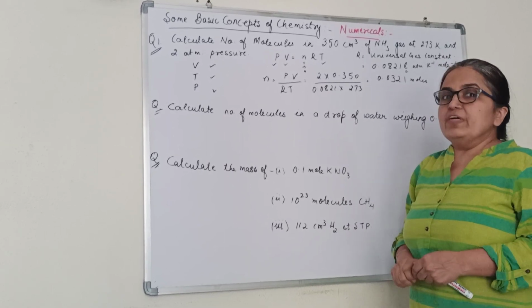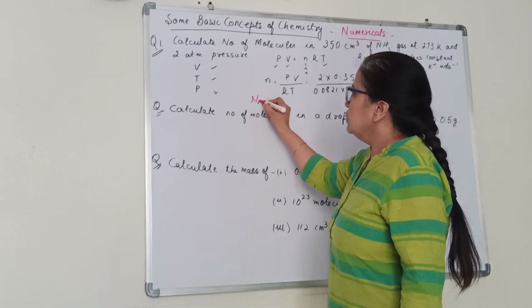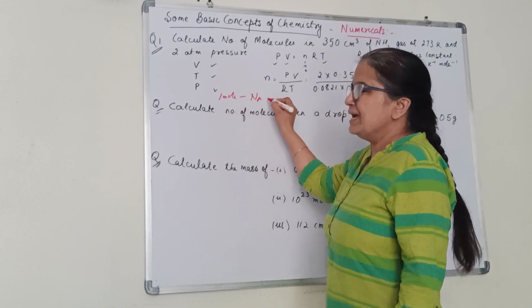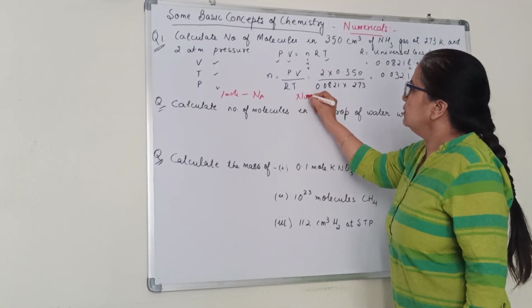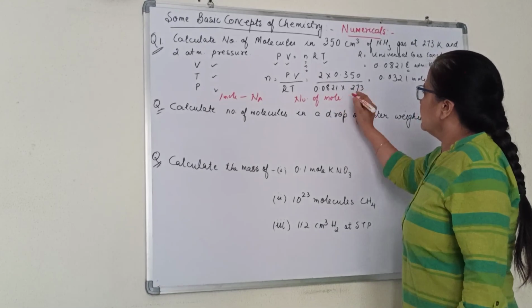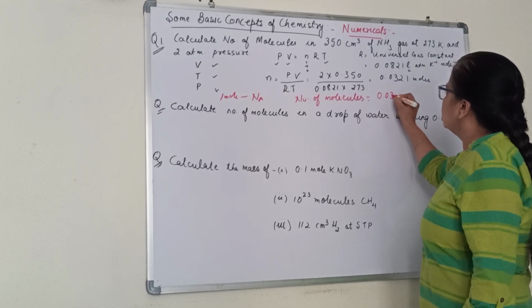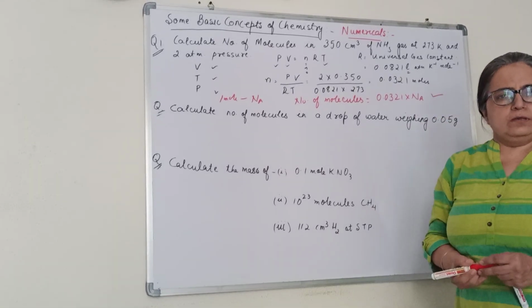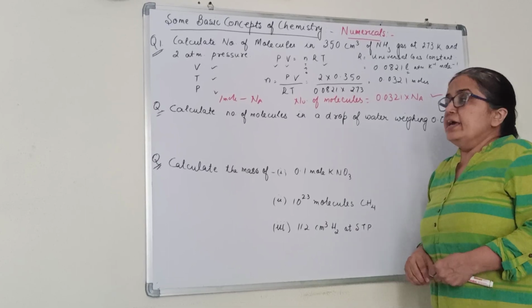Now we are asked to calculate the number of molecules. We will make use of the relation from the mole concept. We know that Na molecules are there in 1 mole. So in this much moles, how many molecules? Number of molecules will be equal to 0.0321 into Na. We can solve it and get the answer. Is this clear? This is the first question. Now, let's go to the next one.